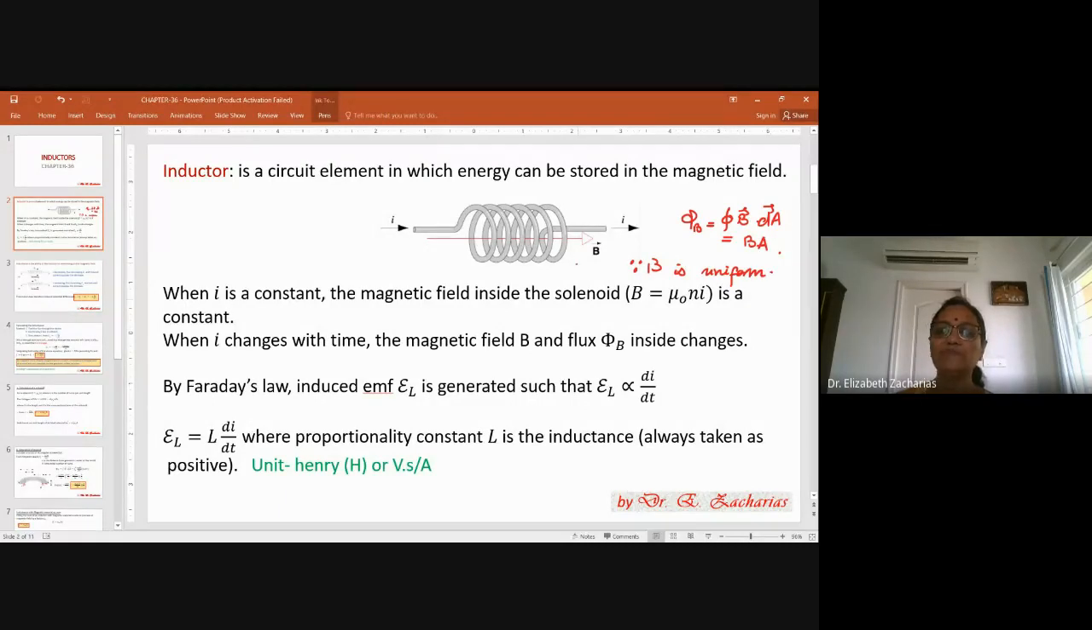You know the expression B is equal to mu naught n i, where small n is the number of turns per unit length. So this is a uniform magnetic field, direction given here.